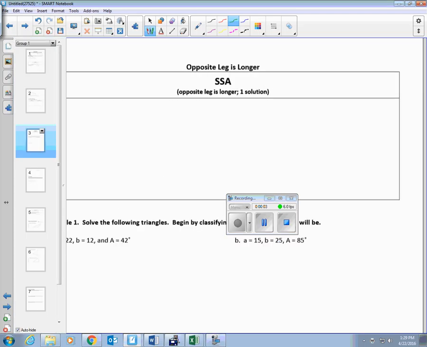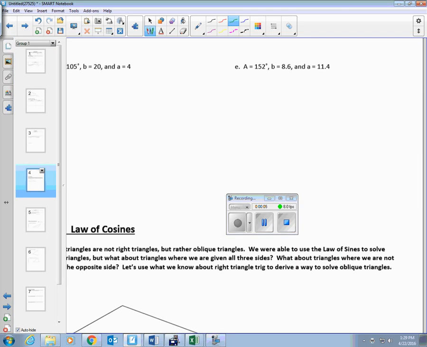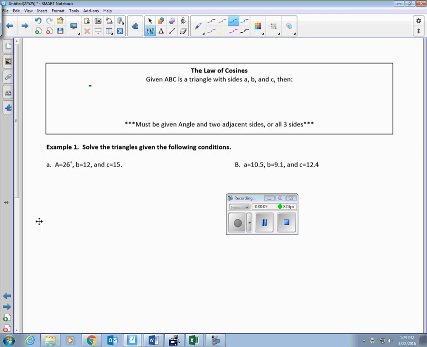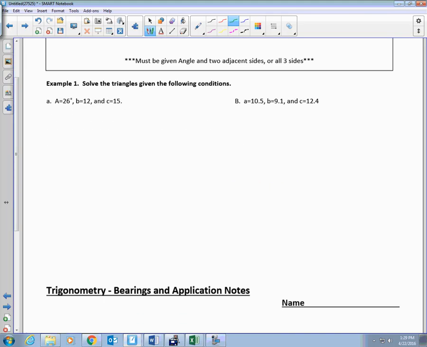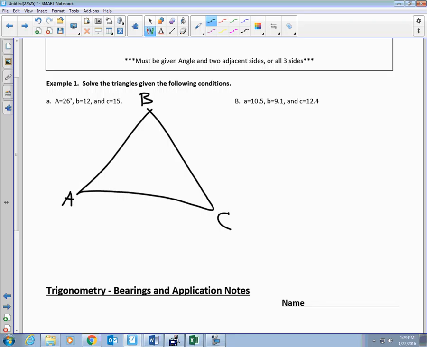Okay, here we go. Flip to law of sines, law of cosines. Here we are. Example B. So we have this type of triangle. I know that we used up the space yesterday, but I'm going to use it over here, so I have room. We have angle A, angle B, angle C. Side A is 10.5, side B is 9.1, side C is 12.4.